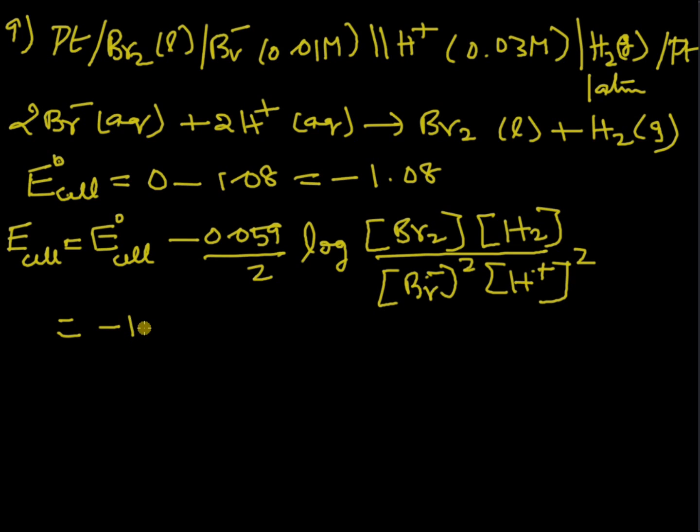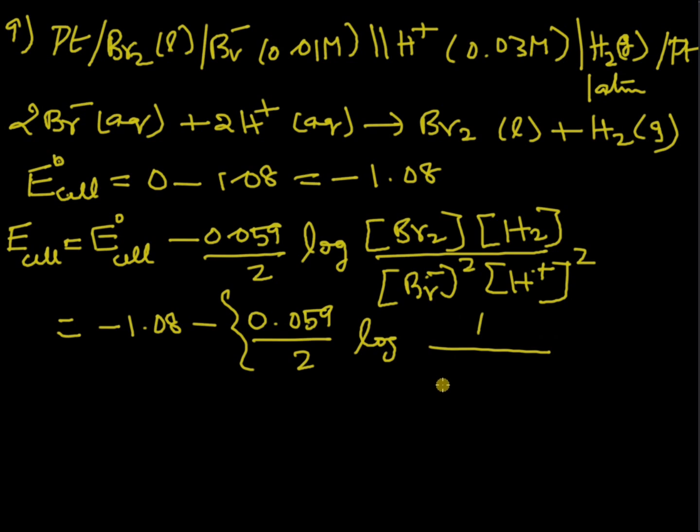This is minus 1.08 minus 0.059 by 2 logarithm of, now bromine being a liquid, its concentration can be taken as unity. For hydrogen gas, we can substitute pressure in the place of concentration, and the pressure here is 1 atmosphere. So the numerator becomes 1. Both terms are unity. And in the denominator you have 0.01 square into 0.03 square.